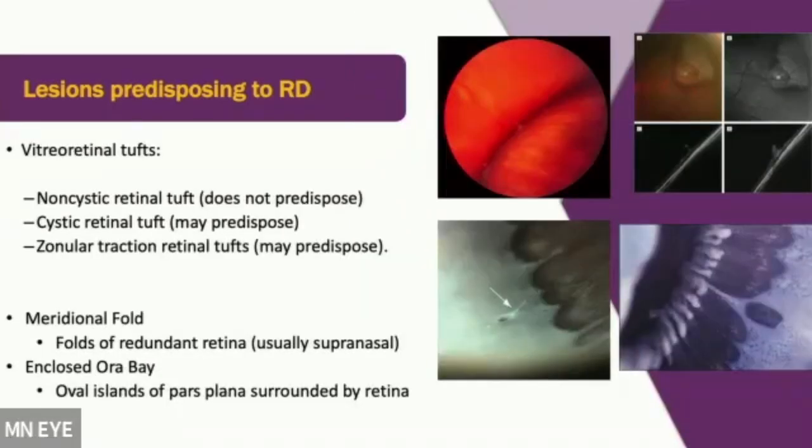Other predisposing lesions are tuft lesions or meridional folds. Again, these are far periphery, a lot of pushing and pulling on the eye for us to see, but nevertheless, there are RDs that originate from these tufts. So if you see an RD and you depress and you don't see a tear, there's some chance that they are developing from these harder to see pathologies in the periphery.